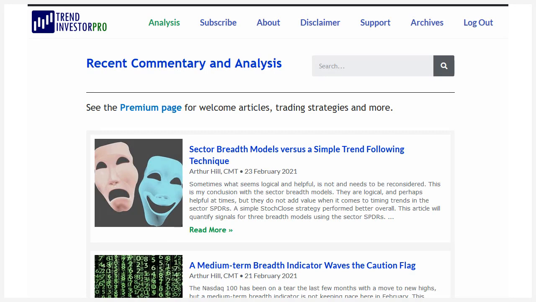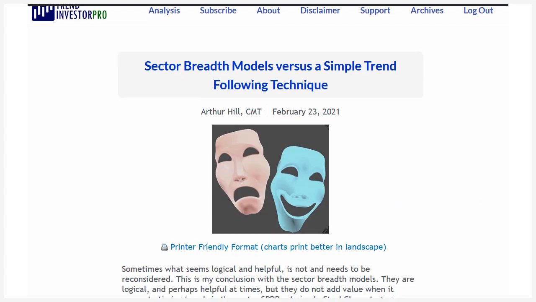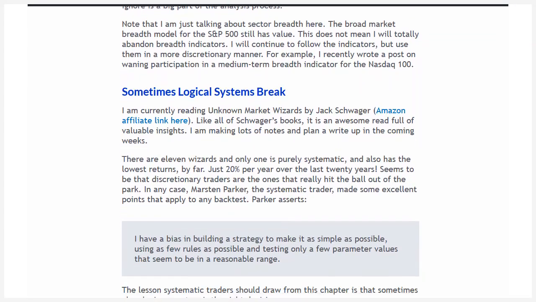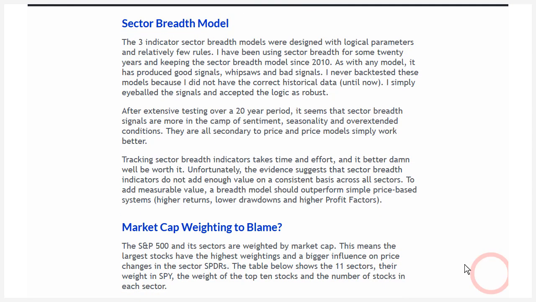So over at trendinvestorpro.com, I put the sector breadth models to the test, and I tested them against a simple trend following technique. And it turns out that the simple trend following technique was a better indicator as far as taking signals. I was using a 3 indicator breadth model, then I used a 5 indicator breadth model, and then I timed it with some market timing, making sure the S&P 500 was in an uptrend.